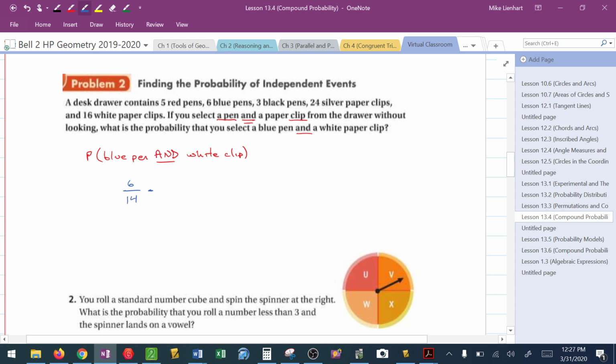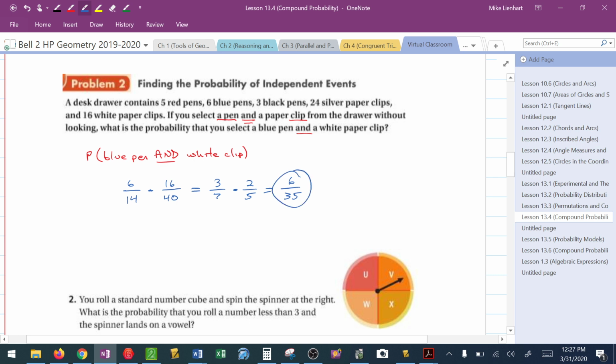And means multiply. White paper clip, so what's success there? We've got 16 white paper clips, and we have a total of 40 paper clips altogether. There's our two probabilities. Now, I'm going to simplify this a little bit. I know that 6 over 14 is really 3 over 7, and 16 over 40 is really 2 over 5. And if I multiply these two fractions, I get 6 out of 35.